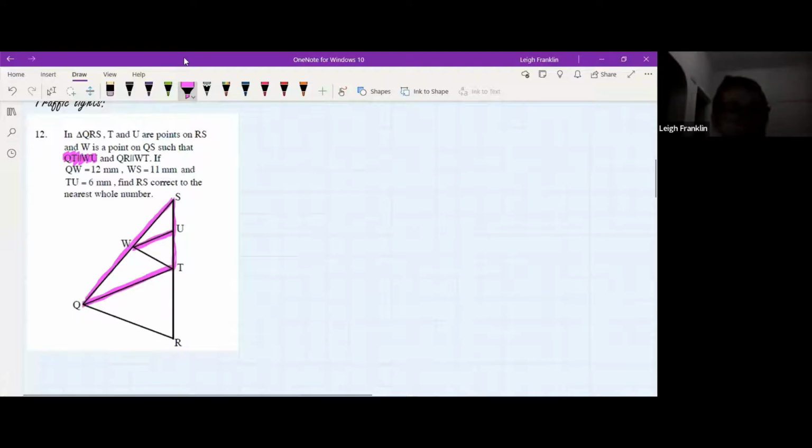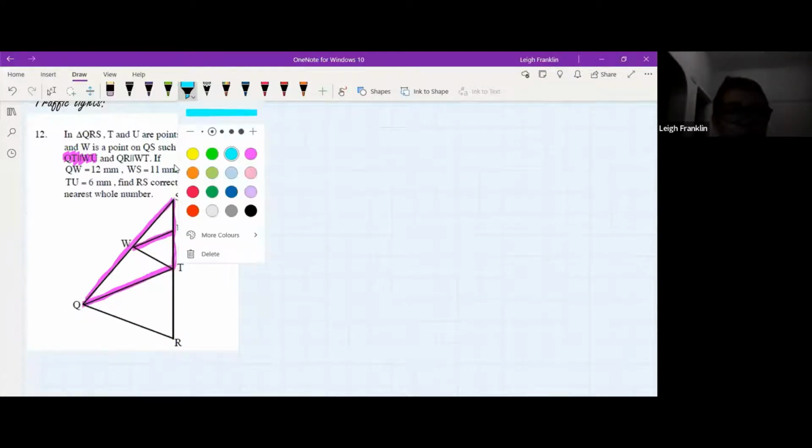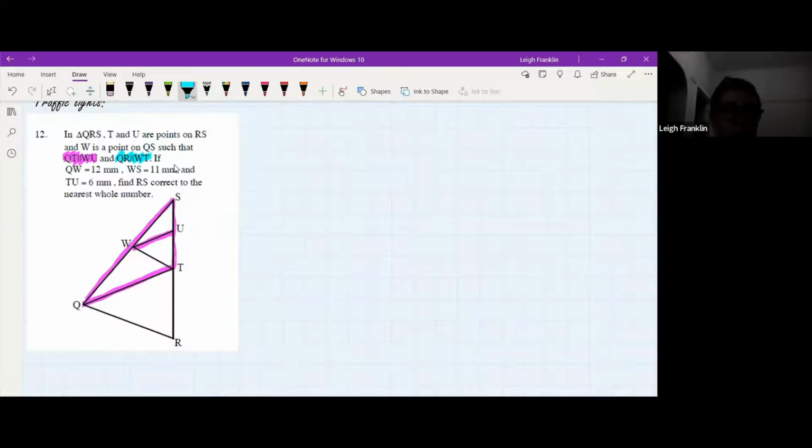Okay, and then QR parallel to WT. So QR is this one down here. Parallel to WT means we can also work in this triangle. Okay, you see how nicely that pops out to you now. You can see the triangles that you can apply the proportionality intercept theorem in.